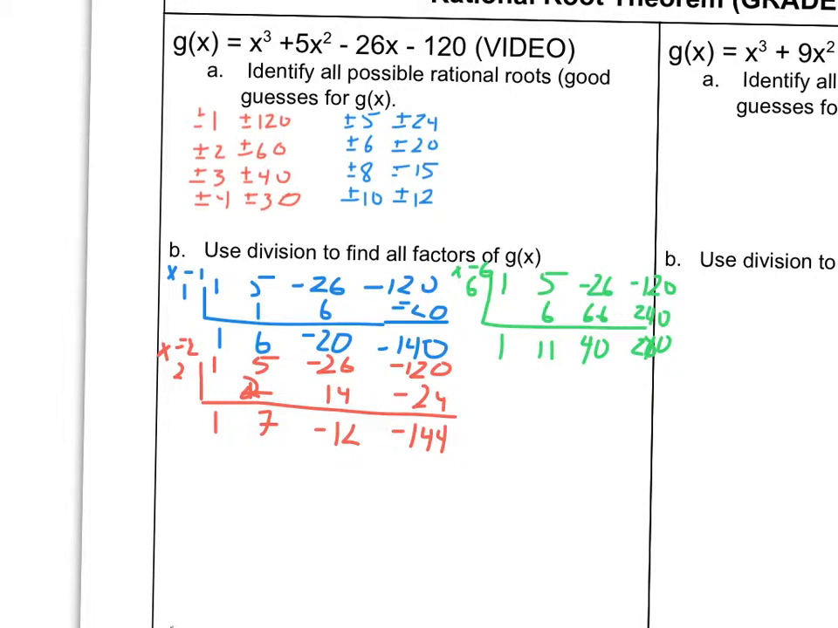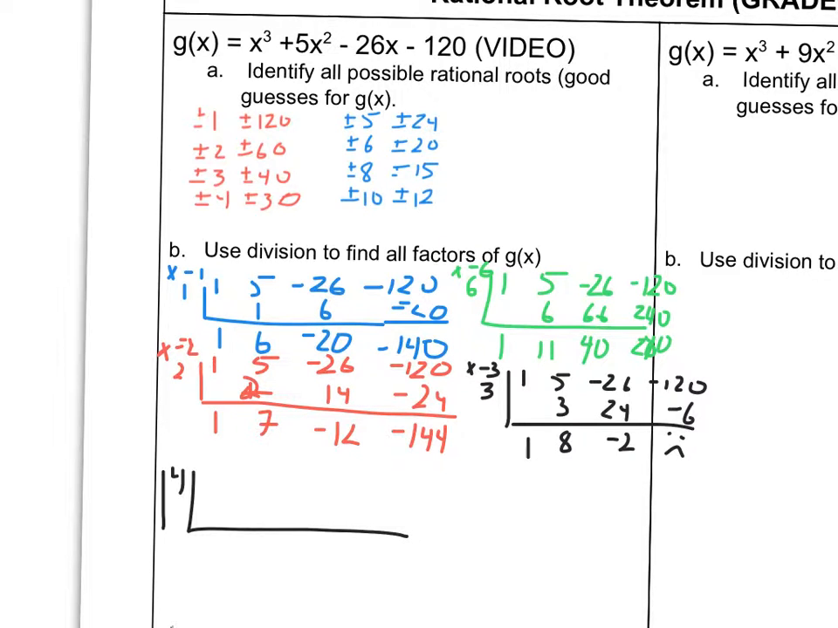Maybe I'll try to go somewhere between those things, like with 3, so x minus 3, and 1, 5, negative 26, negative 120. 1, we get 3, 8, we get 24, negative 2, and that's going to give us negative 6, which does not give us 0. Oh, this is going so well. Maybe those are closer numbers to what we're looking for. Maybe try 4.